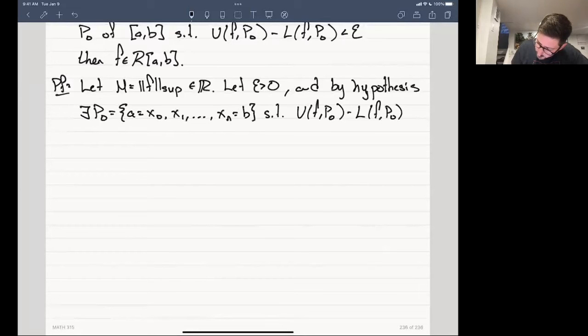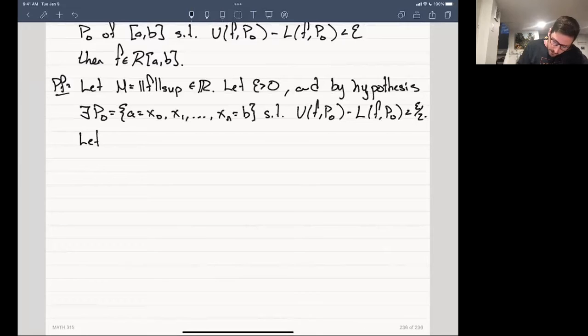And remember, I'm not putting any absolute values over the upper and lower sums because we always know the upper sum is bigger than the lower sum, right? So I don't need to tack any absolute values around this thing. And pardon me, I'm going to make this epsilon over 2 just so that it comes out a little nicer. We'll see where this comes from in a moment.